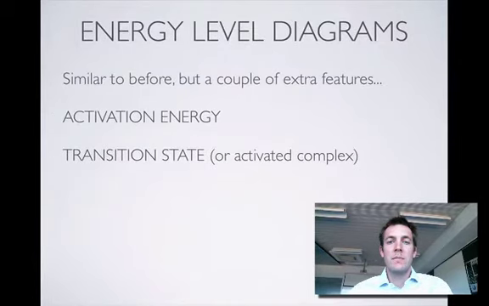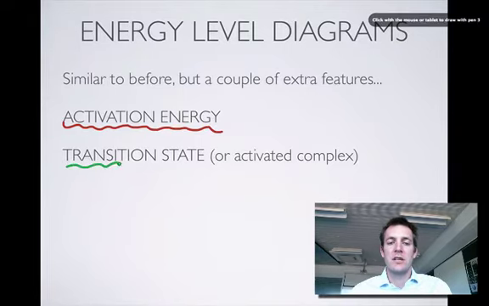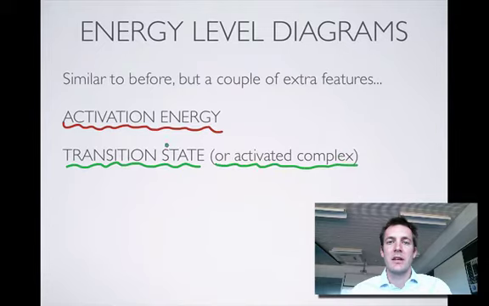Okay, so the energy level diagrams that we're going to look at are going to be quite similar to the ones we've seen before, but there's going to be a couple of extra features, and they are activation energy, so how much energy you need to activate a reaction, or in other words how much energy we need to put in to get a reaction started, and something called a transition state, which some people call an activated complex, but they're the same thing.